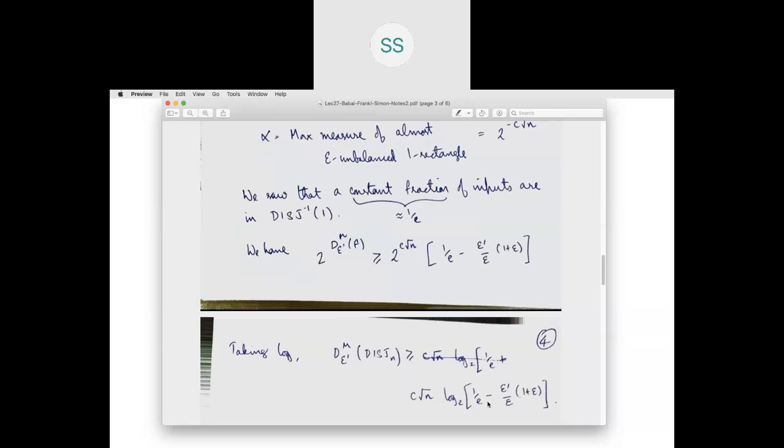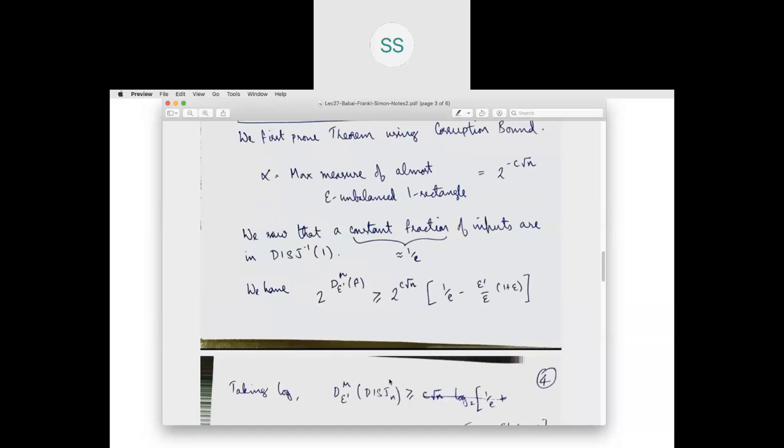That's a constant. And I think there's a very small mistake here. When you take the log of this, it should be c square root n plus this, right? Not product. It should be this plus this. But the point is that this is a constant. There's some constant that will be dominated by this term. So the distributional complexity is c square root n.